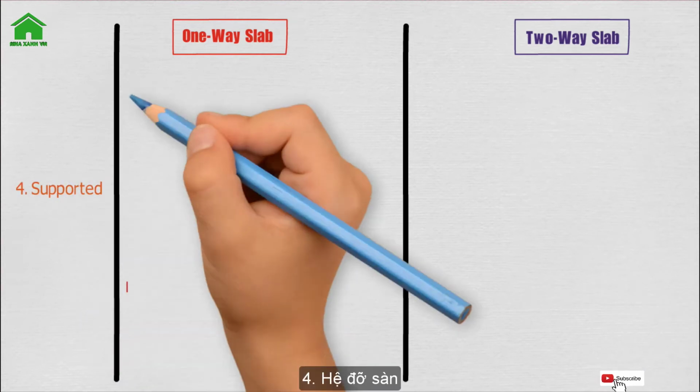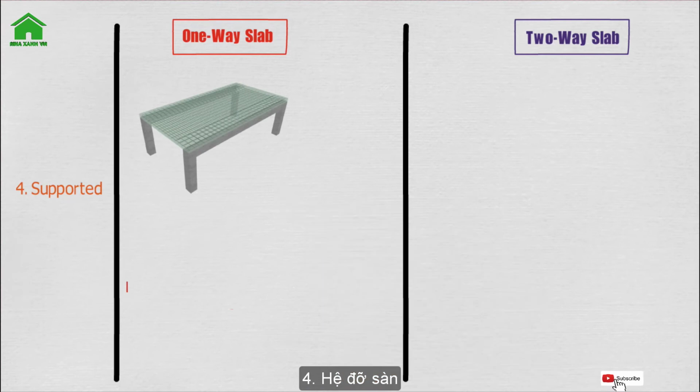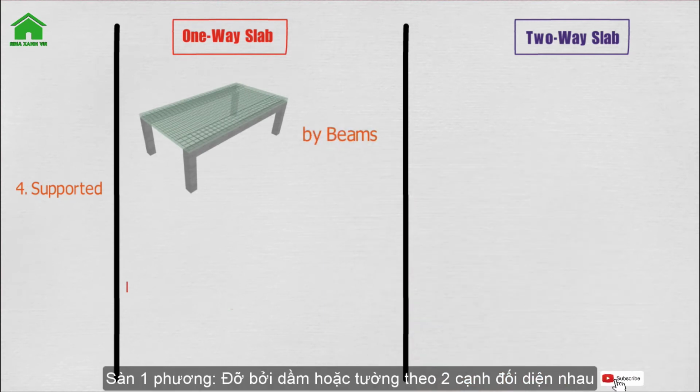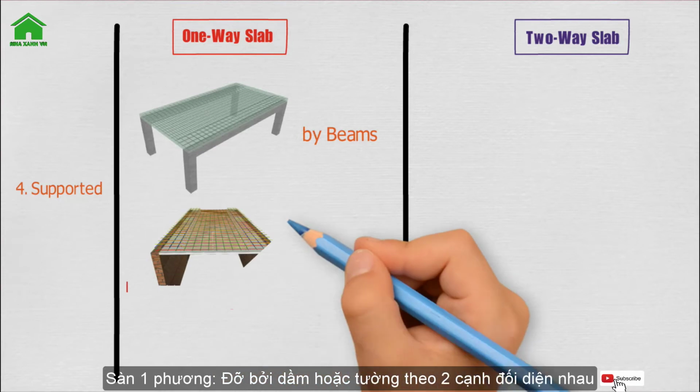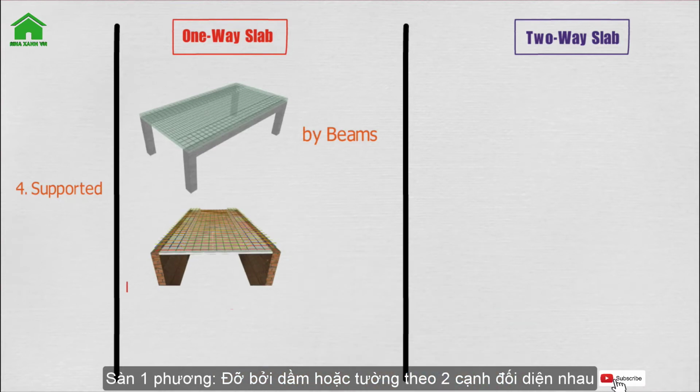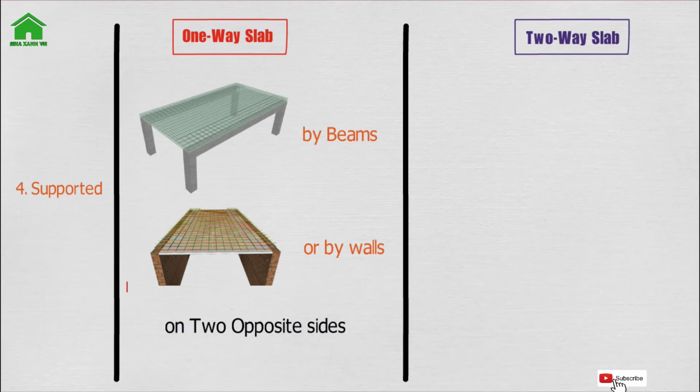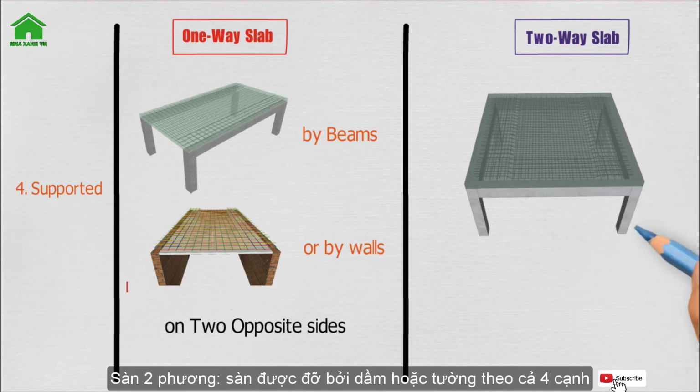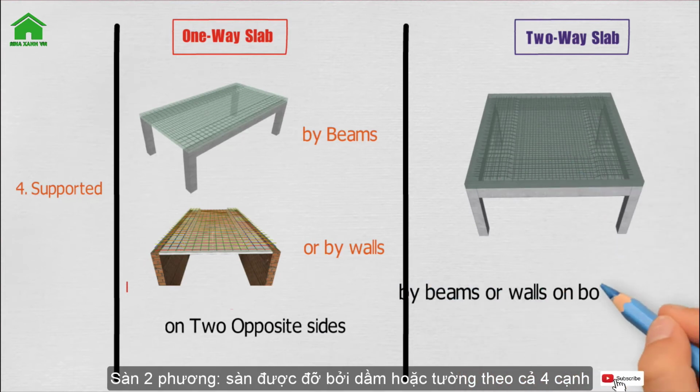Number four, we are talking about support. One-way slab is supported by beams or brick wall on the two opposite sides. About two-way slab, supported by beams or wall in both directions.